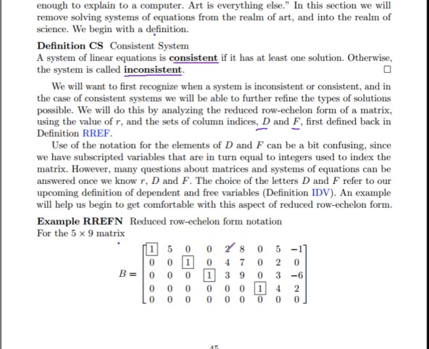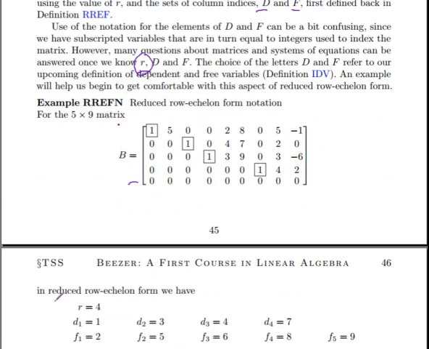And you also have R. R is the number of zero rows. Here R is equal to 1. I'm sorry, R is the number of non-zero rows. Take that back. R is the number of non-zero rows. Here we have 1, 2, 3, 4 non-zero rows. So we have this set of solutions here.